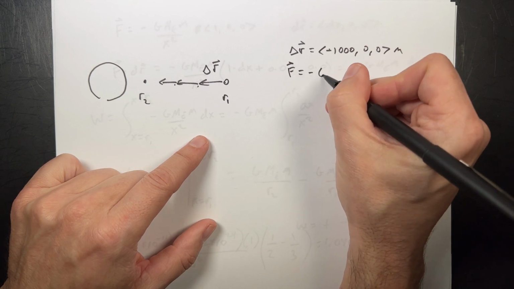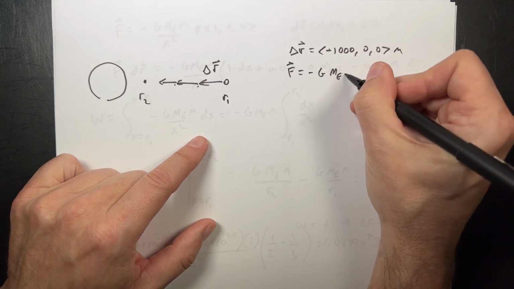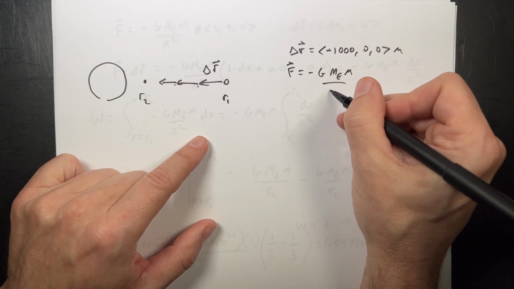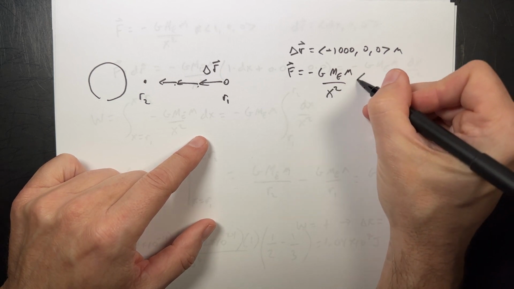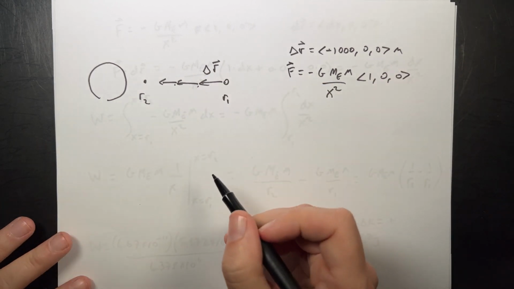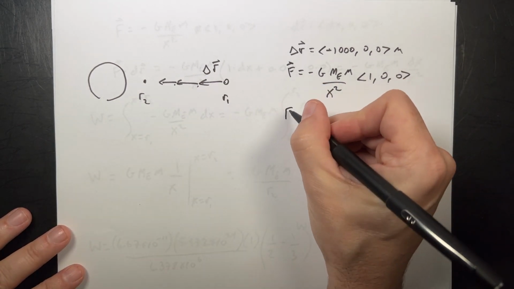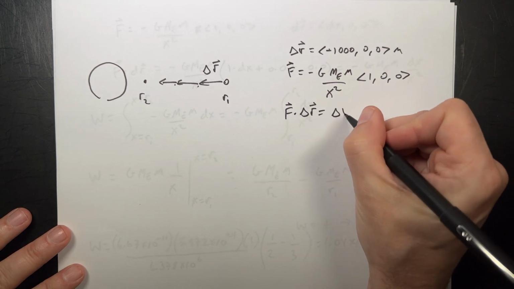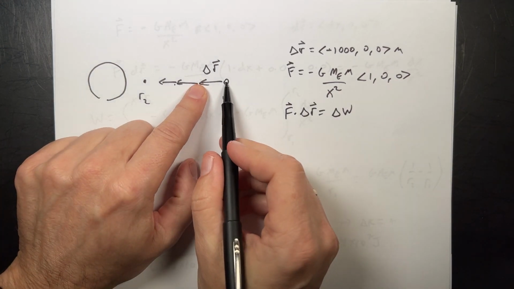F is negative G, mass of the Earth, mass, over, and then let's just use x squared times 1, 0, 0, right, the negative sign, so it isn't in the same direction. And then I can do F dot delta R is equal to delta work, right? That's the work done over that short little path.